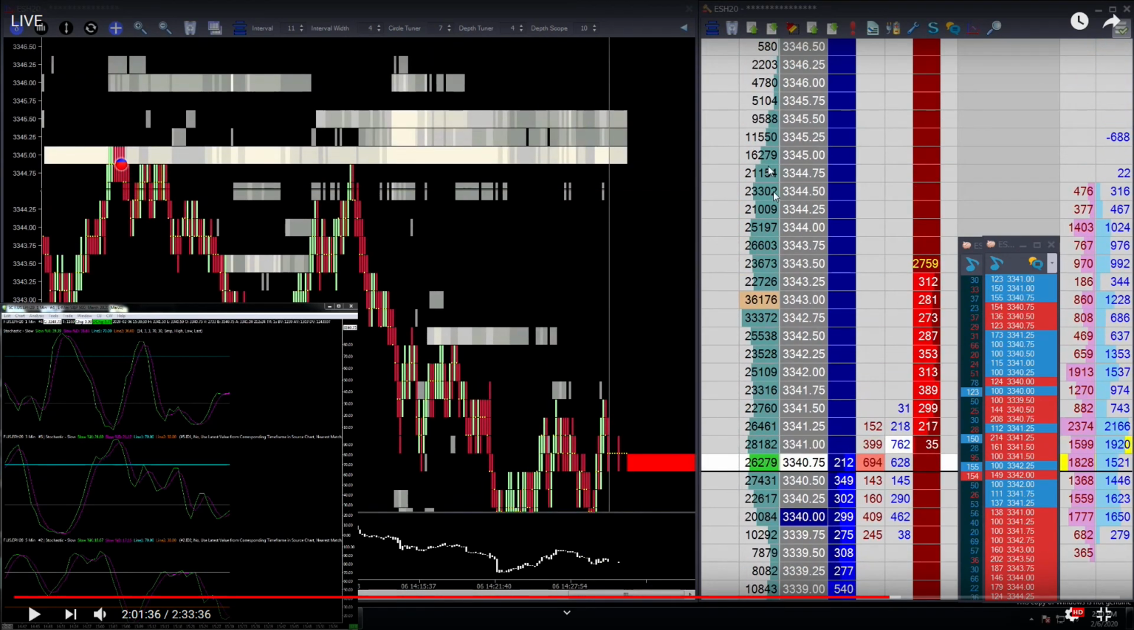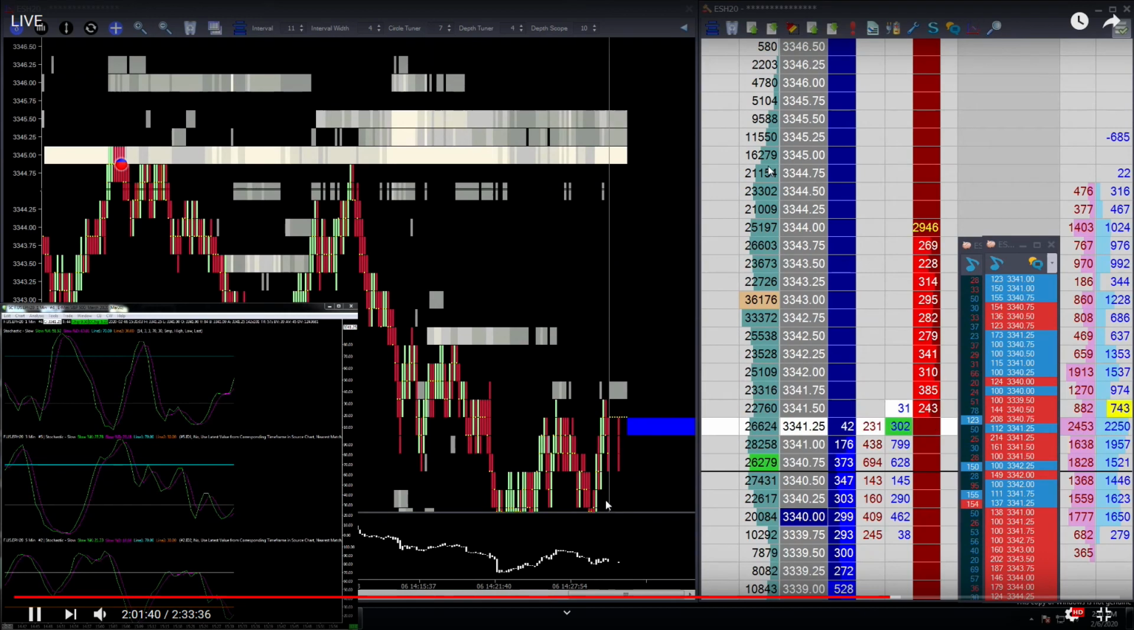So notice all the size up here at 45. This is so heavily defended. Look at this. So the price can't get through. We're not going to get through that. All-time highs are right there. So yeah, it's not going to go through there. So I might as well just bail at 44.75.